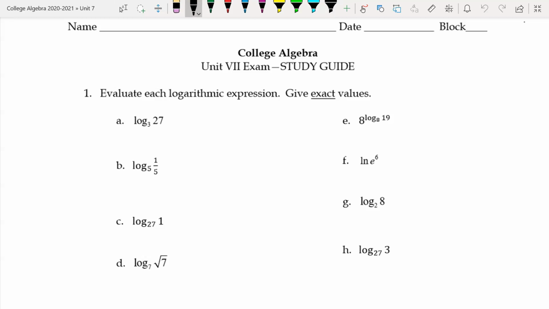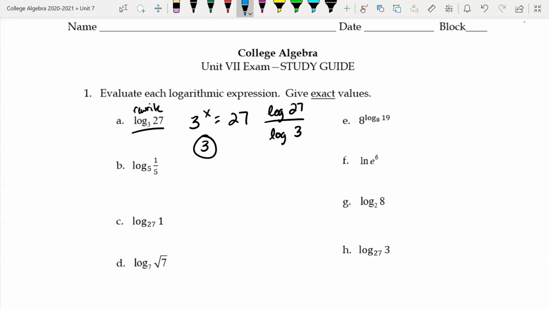It says evaluate each log expression, give the exact values. So really what we need to know is how to rewrite it. I'm going to rewrite as an exponential equation. 3 to the what power gives me 27? Well, hopefully you know it's 3. Another way to think about this, we can do log of 27 over log of 3, change the base. You can solve from there too.